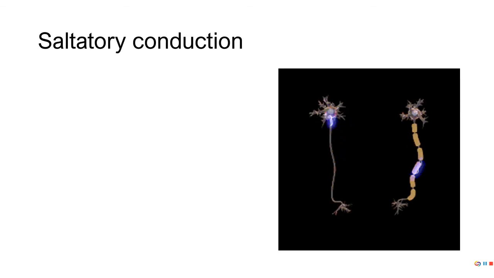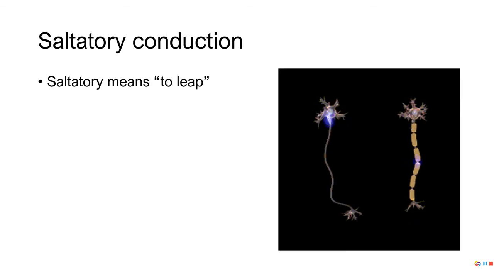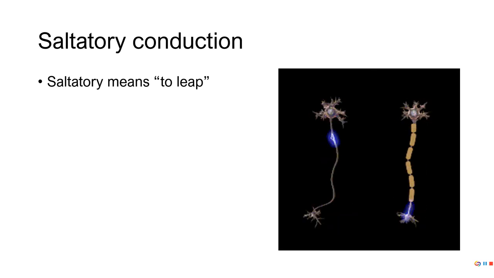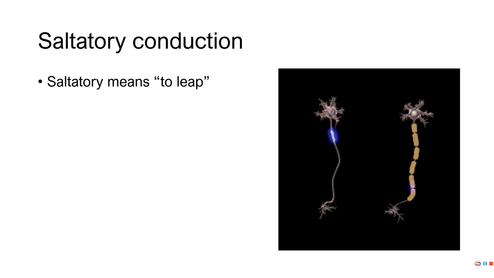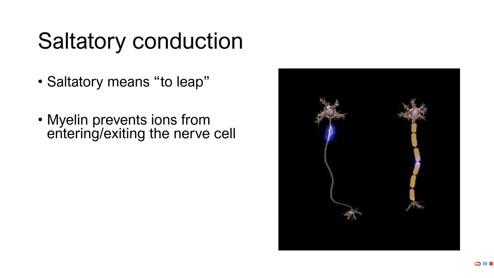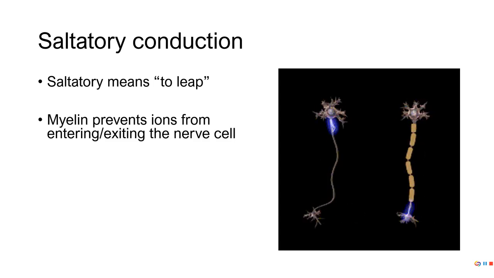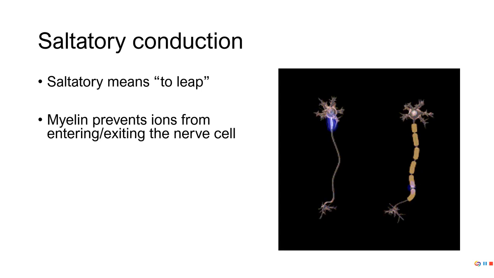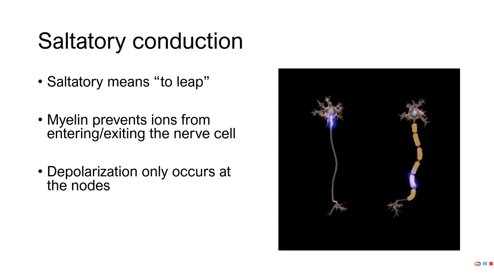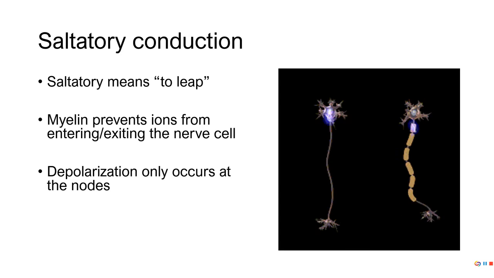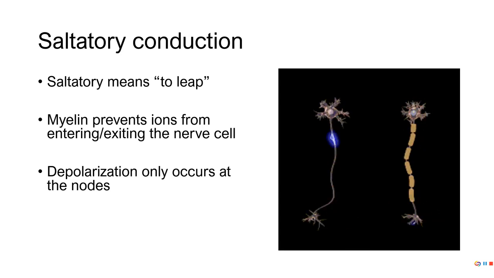Now, saltatory means to leap. And so in a myelinated neuron, they experience something called saltatory conduction. Or in other words, the action potential "leaps," and notice that I've got that in quotes, because the myelin reduces the areas where the ions can move. This means depolarization only occurs at the nodes or the gaps in the myelin. And these gaps are where the voltage-gated channels are located.